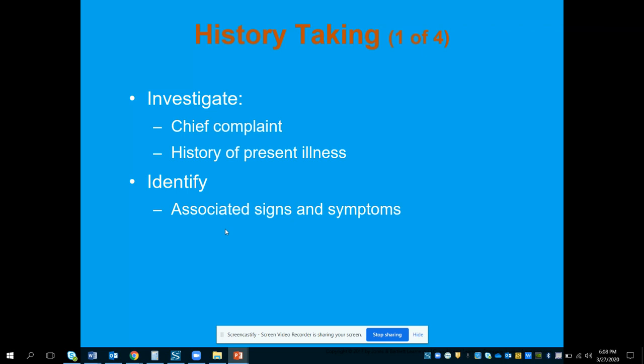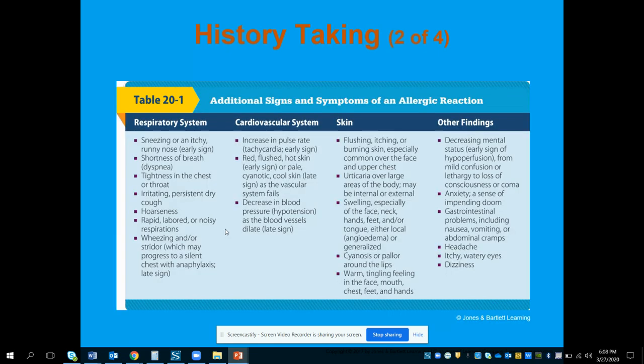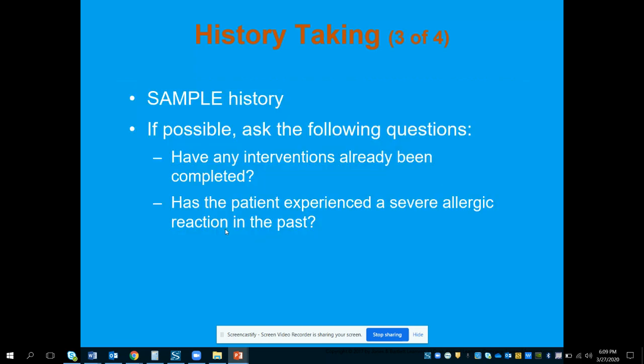Looking at the history, again, we want to ask about, has this ever happened before? What were you doing when this started? What are your signs and symptoms? And these are just a few examples of those signs and symptoms. I'm not going to read through all of these, but you can see that it can be as mild as just sneezing, an itchy or runny nose, or all the way up to unresponsiveness, cardiovascular, and respiratory collapse.